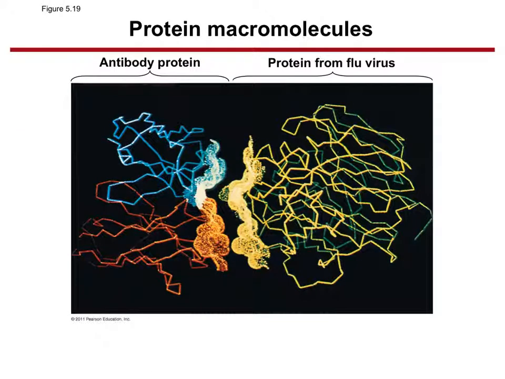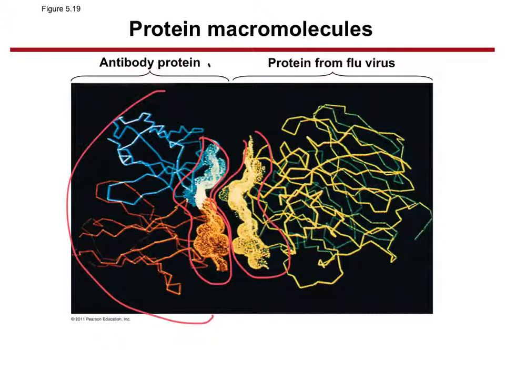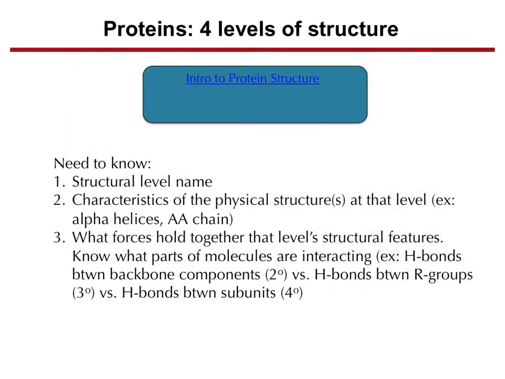So here's an example of an antibody. That's a protein. And you can see it has a very specific shape that binds, in this case, to proteins from the flu virus, which also have a particular shape. And this protein is that shape because of the order of the amino acids.